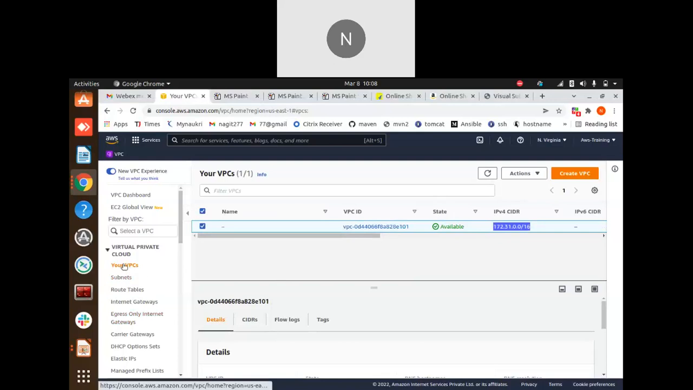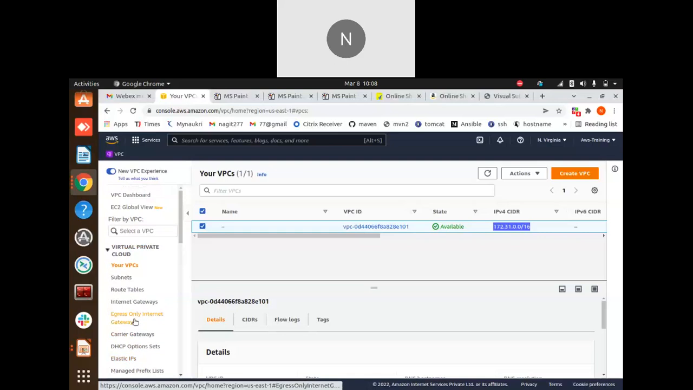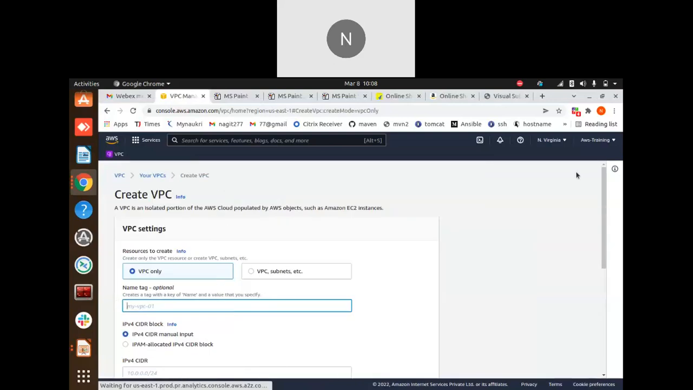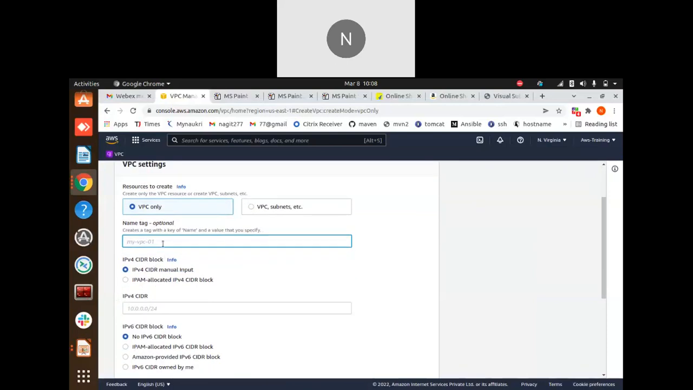So if you look here, the VPC and subnets, route tables, internet gateways, the NAT gateways, all these major things I will explain and create. For the time being, I will create a network so you will understand the things. Okay, create VPC, and here it is asking for VPC only or VPC and more. We will go one by one, so that you will understand. I am giving the VPC name as demo VPC.